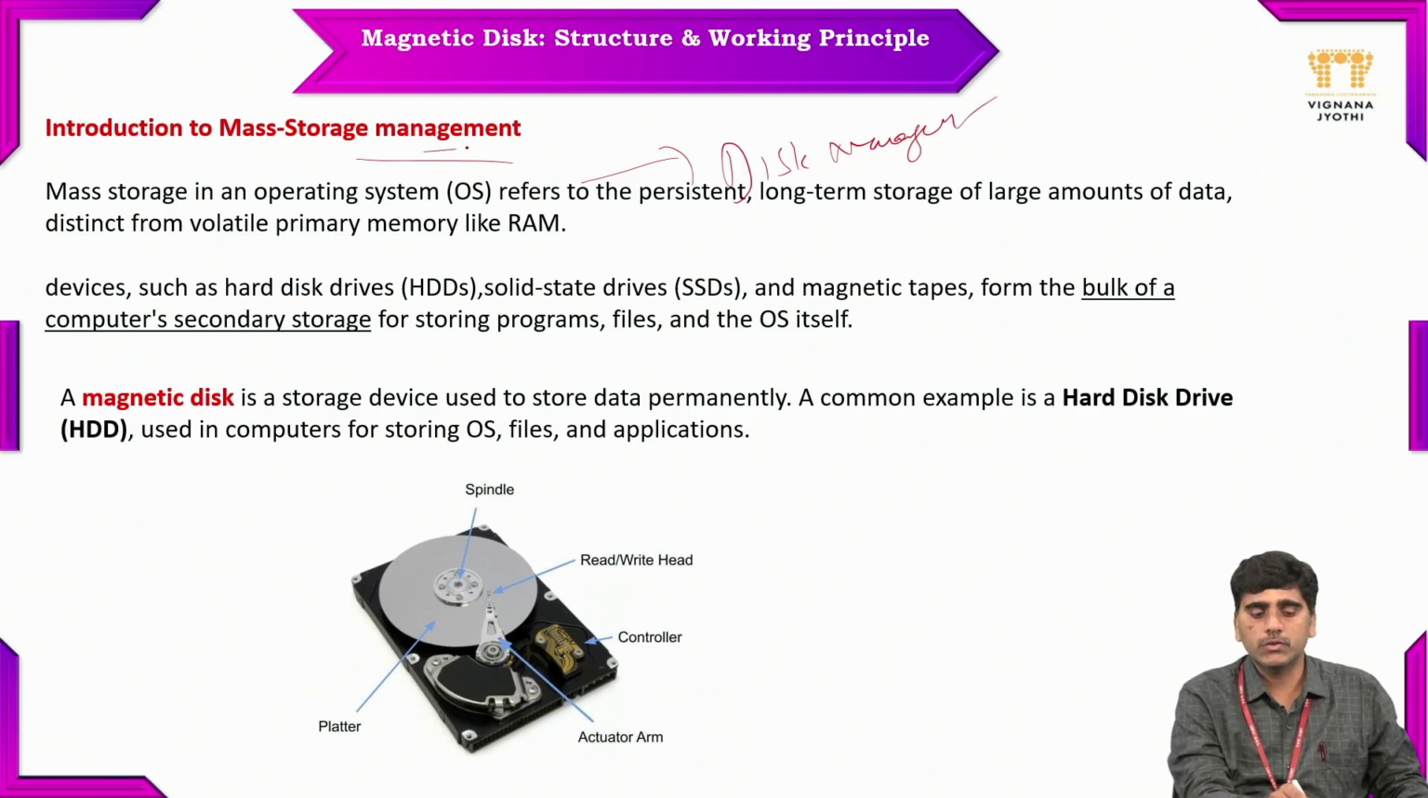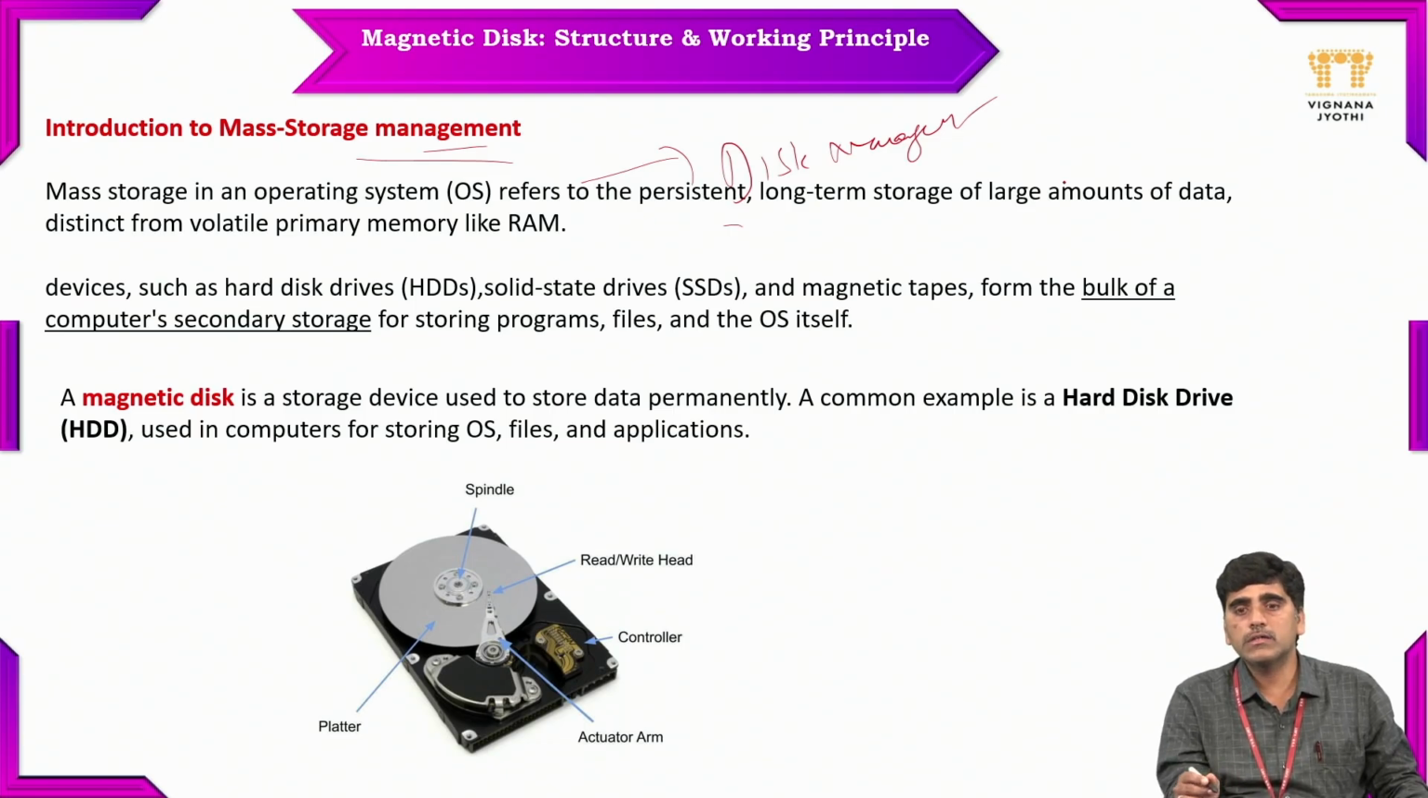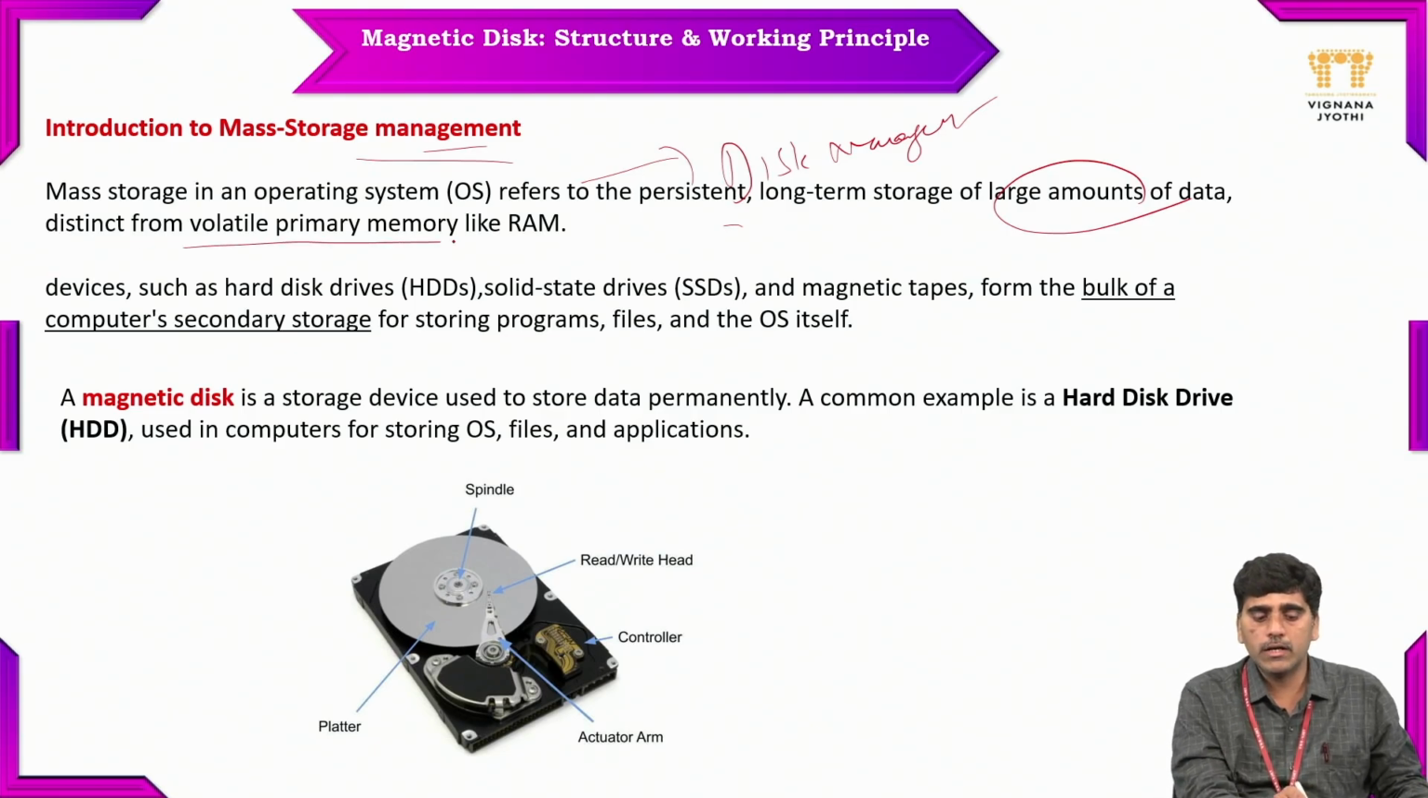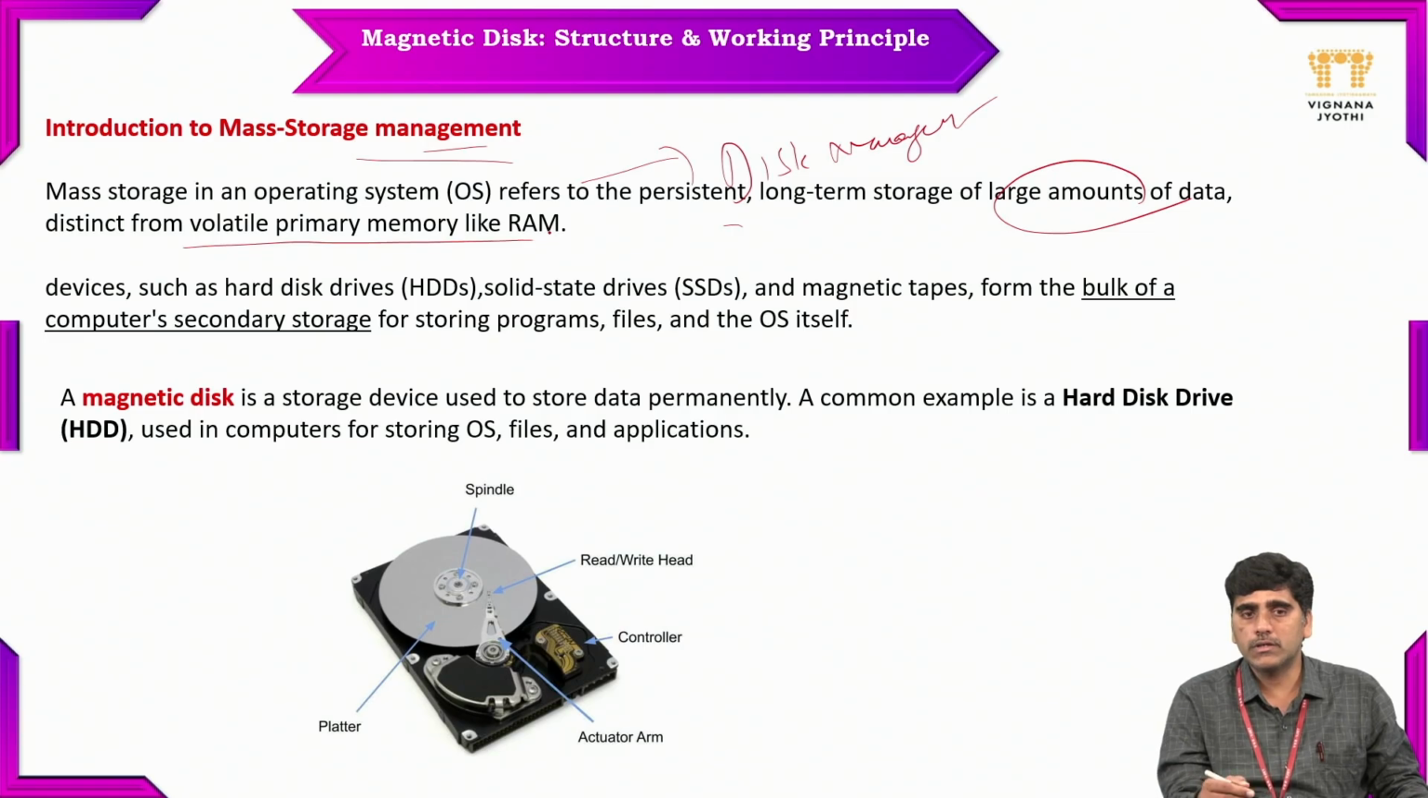So what is meant by mass storage management? Mass storage in an operating system refers to the persistent, long-term storage of a large amount of data, whatever particular system, disk or device it is stored on. That is distinct from volatile primary memory like RAM.